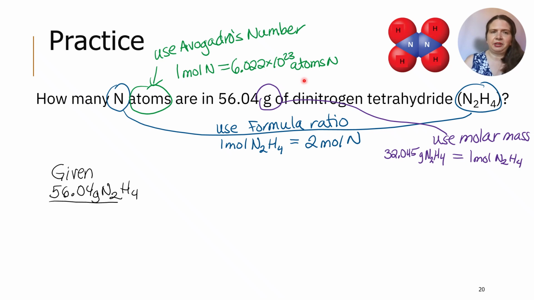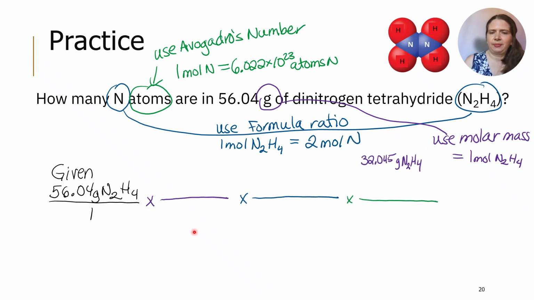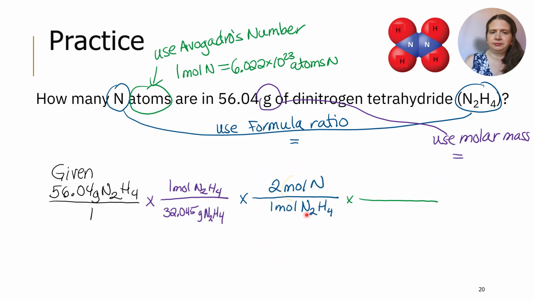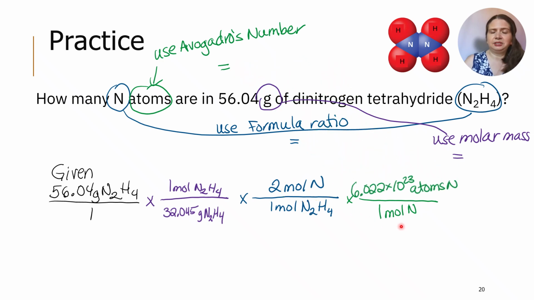Let's begin with our given value, 56.04 grams of N2H4. First, convert grams to moles using the molar mass. Next, convert from moles of N2H4 into moles of nitrogen using the formula ratio. Lastly, use Avogadro's number to get into atoms of nitrogen. After completing the calculation, we find that 56.04 grams of N2H4 is equal to 2.106 times 10 to the 24th atoms of nitrogen. This type of problem combines all of the major conversion tools that we have learned.